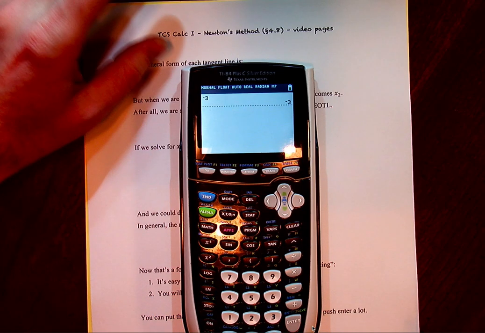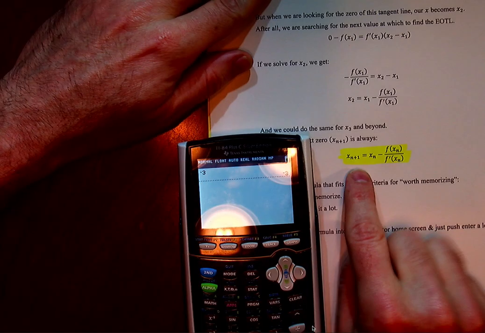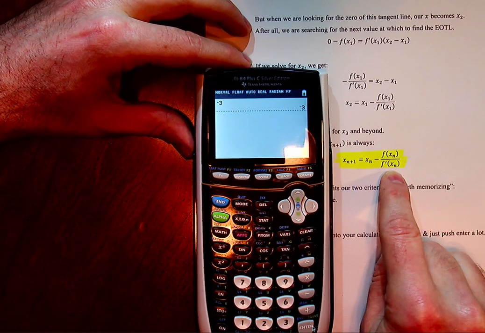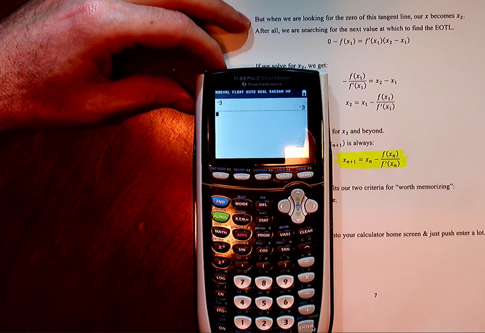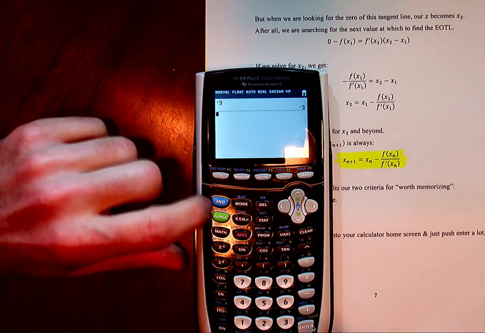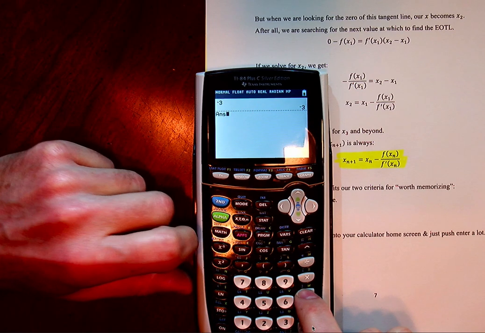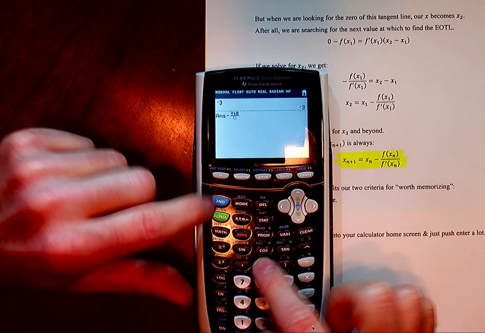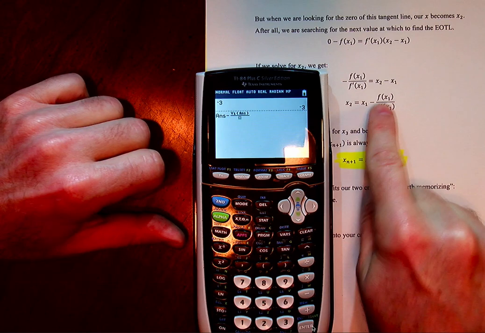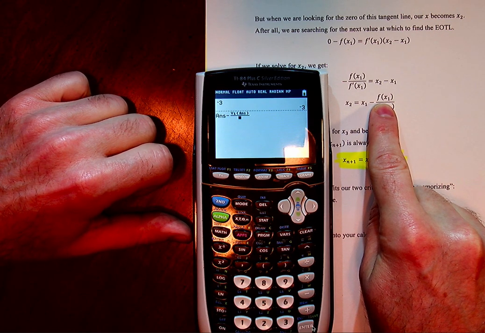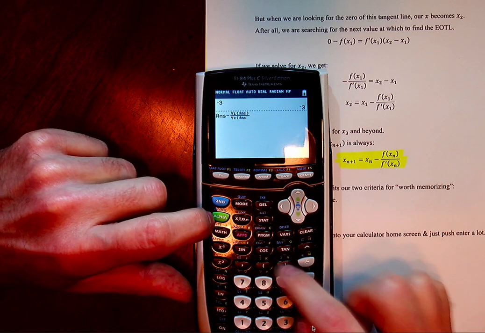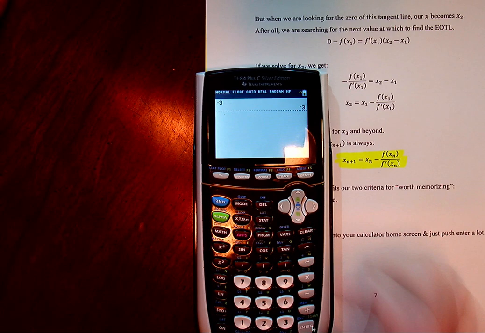Here's the reason why we're going to do that. This formula right here, we're going to be using the fact that x sub n and x sub n and x sub n are all equal, right? That is the previous estimate, and isn't that what -3 is? That means that I can set up the formula as answer minus y1 of the answer, because that would be your f of x sub 1, right? Because f of x was plugged into y1, over y2 of your answer, and then I'm just going to press enter, and that's going to give me my next approximation.